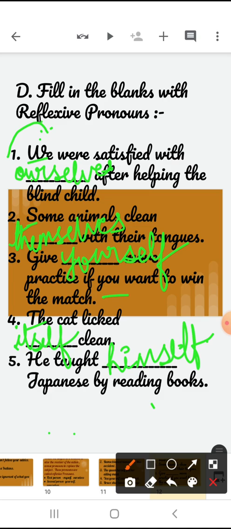Done? Okay. So children, today we have done two types of pronouns, personal pronoun and reflexive pronoun. I hope till here you have done the exercises and do the reading also of the chapter.